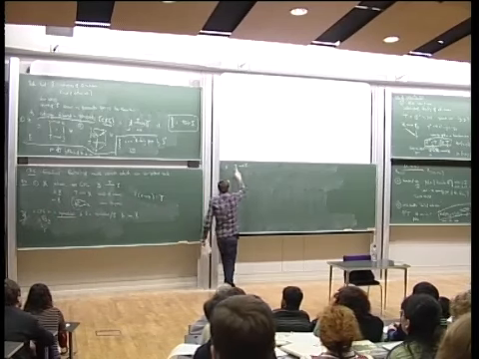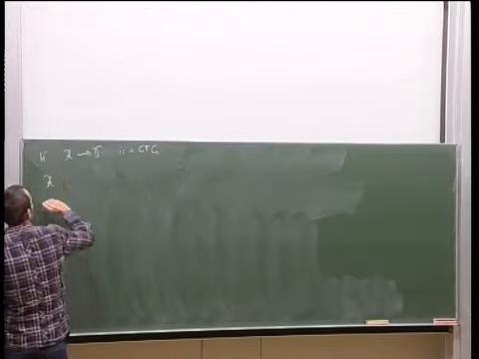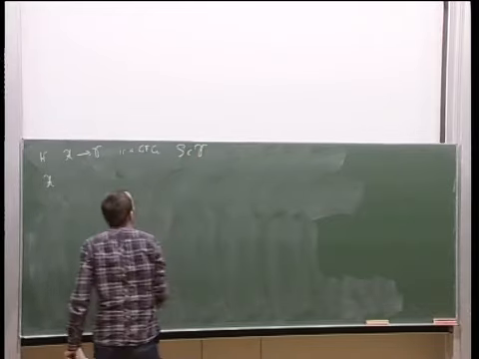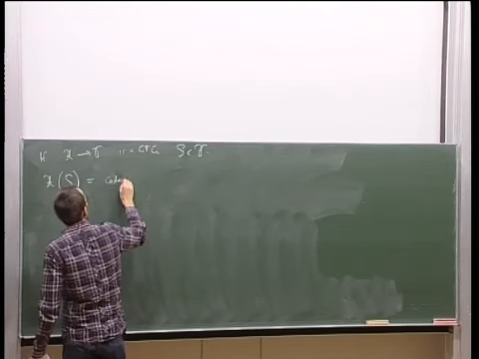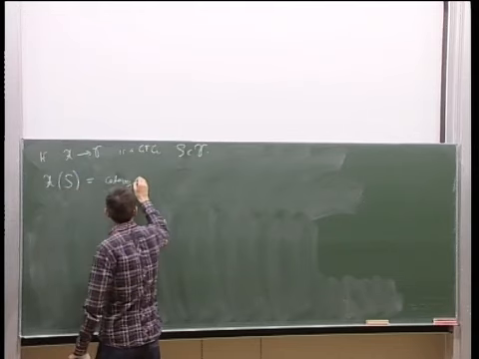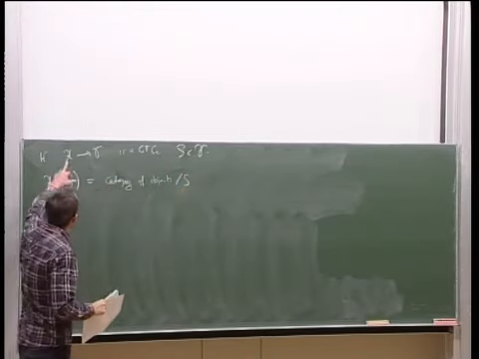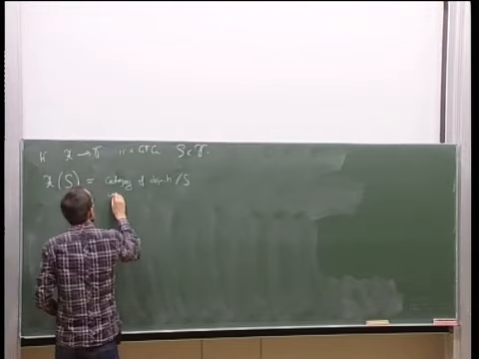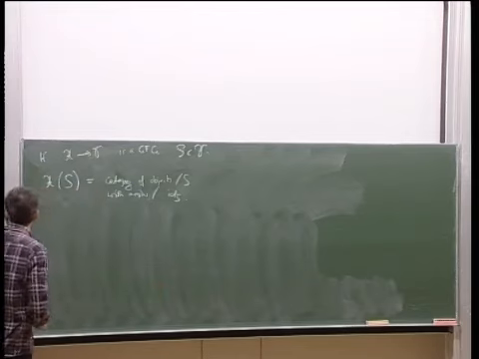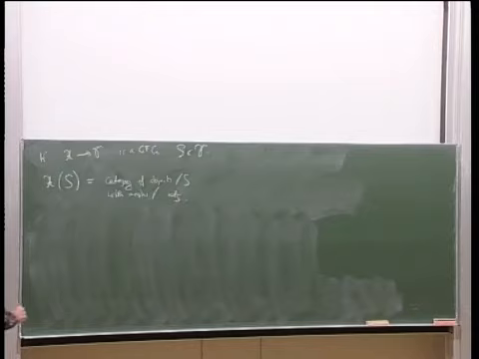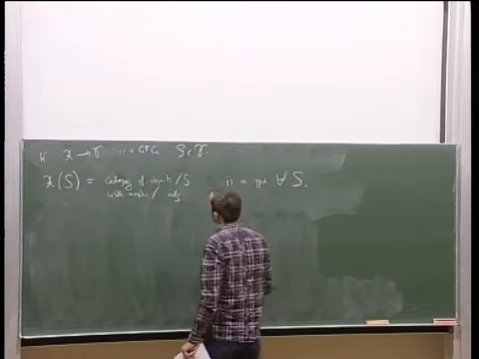Let me remark that if this is a category fibered in groupoids, and S is a parameter space, then X of S is the category of objects over S. Those are all the objects of X that get mapped to S with morphisms which lie over the identity of S. You can check that because of these axioms, this category is a groupoid for all S.